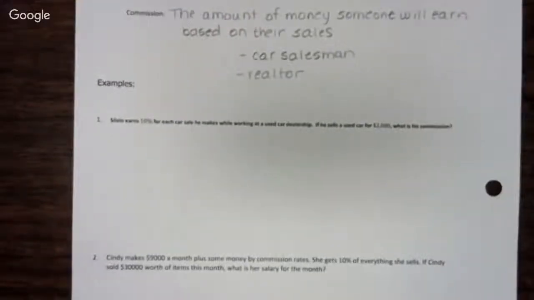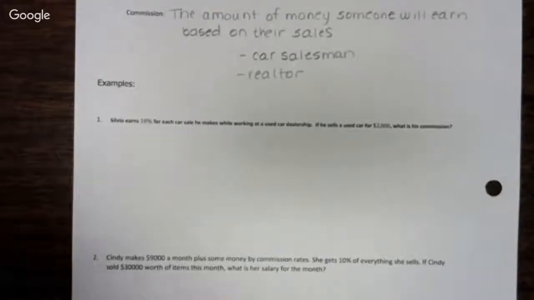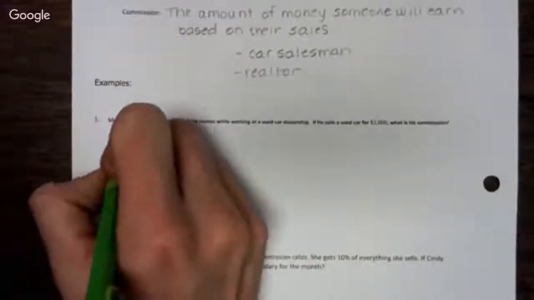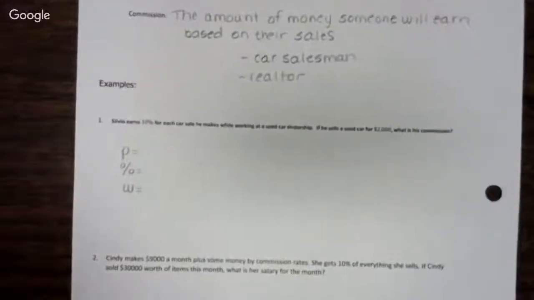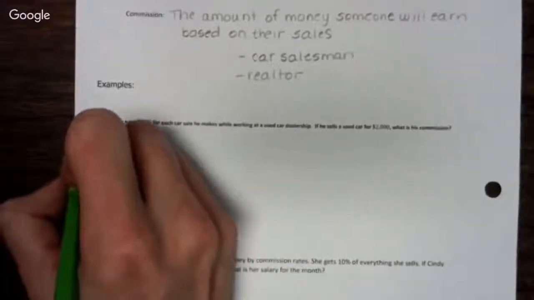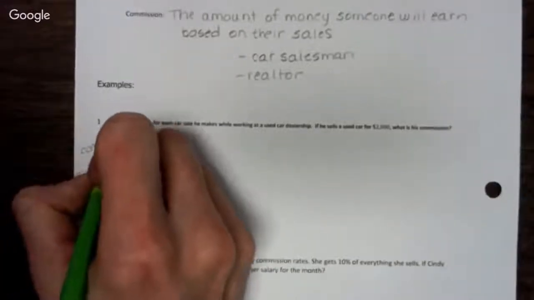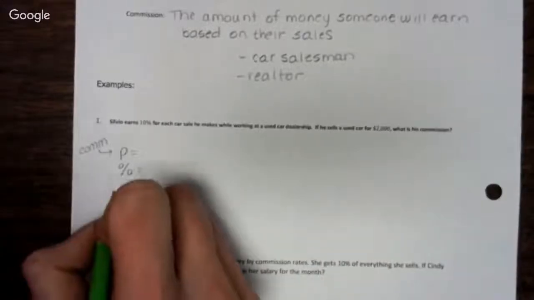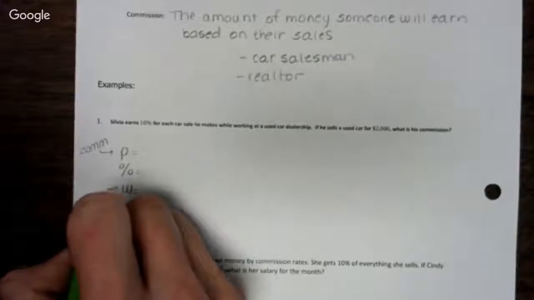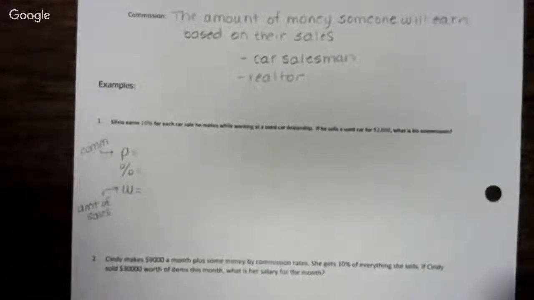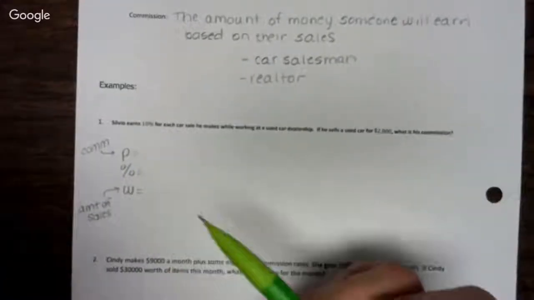So Silvio earns 10% for each car sale he makes while working at a used car dealership. If he sells a used car for $2,000, what is his commission? So we're going to set up our little cheat box here, part, percent, and whole. Now in these problems, the part is the commission. The whole is the amount of sales because you're making a percentage of what you sell.